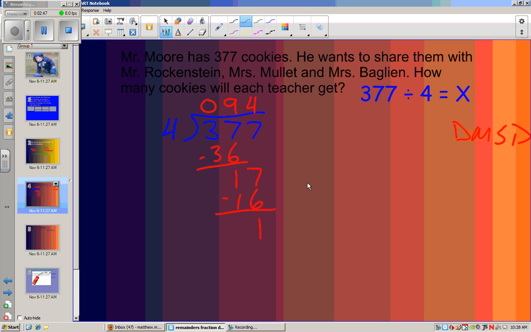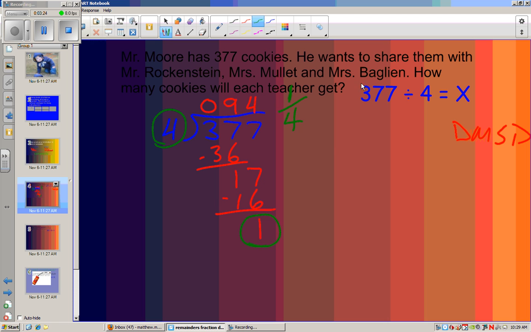And now we have to think, okay, would it make sense to have this as a fraction? And if it does, which with a cookie it does, we could divide a cookie into fractions so that each person gets an equal share. So we're going to take the remainder we have and we're going to put that as the numerator, or the top of a fraction. And then our divisor is going to always be the denominator. And so we just use our remainder goes to the top, the divisor goes to the bottom, and we have a fraction. So my answer now is 94 and 1/4.